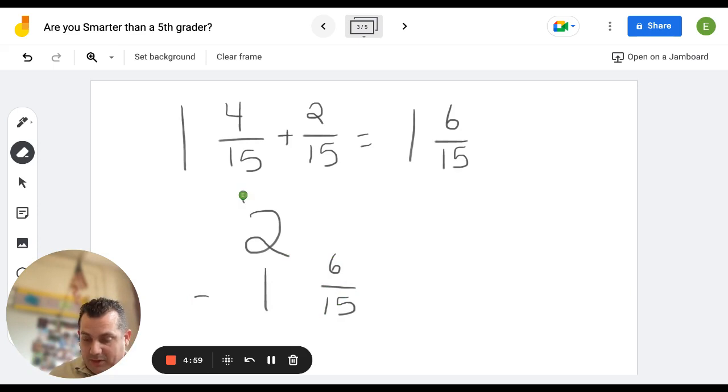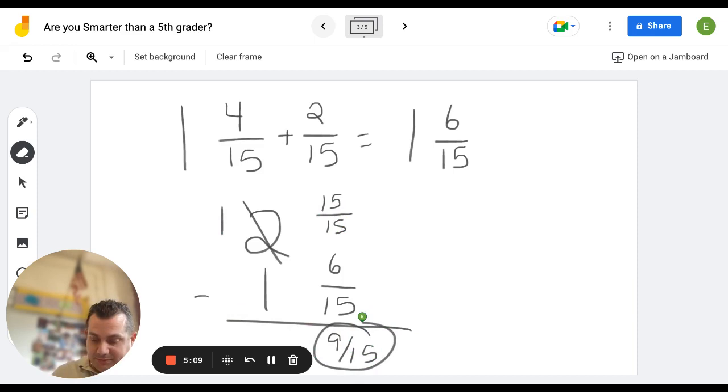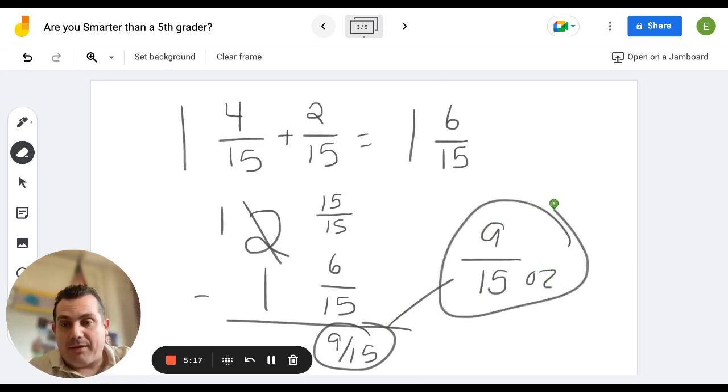Let's subtract that. Take away a whole, 15 over 15 comes over here. We subtract and get 9/15 of an ounce left. So 9/15 of an ounce left. That's the remaining paint. Are you smarter than a fifth grader?